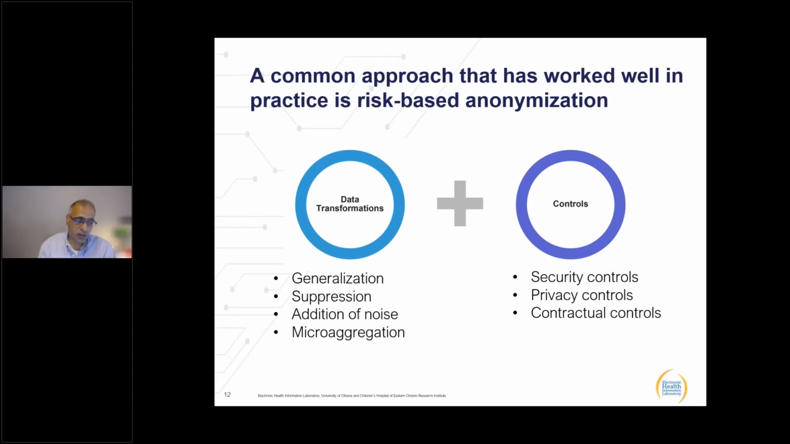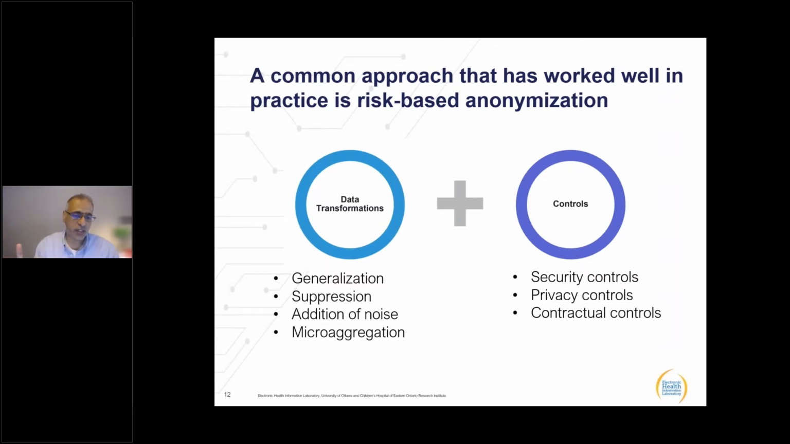And then any residual risk is managed through controls that are put in place at the data processor or at the data recipient, such as security controls and privacy controls. And you can also have contractual controls that allow you to impose conditions on the processing of that data. So the overall risk, between the data transformations and the controls, is below the threshold. You don't achieve risk below the threshold by transformations only. The transformations take you part of the way along the spectrum, and then the controls bring you across the threshold to make the data low risk.